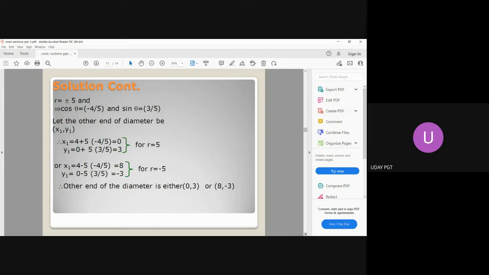From this, whenever you substitute the r value in the parametric form, we get the points. If you take r equal to 5, we get x1 equal to 0 and y1 equal to 3, and if you take minus 5, x1 equal to 8 and y1 equal to minus 3. So the other end point of the diameter is either (0, 3) or (8, minus 3).